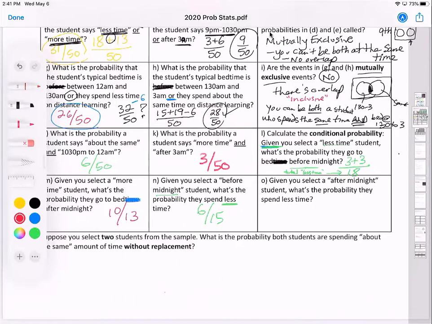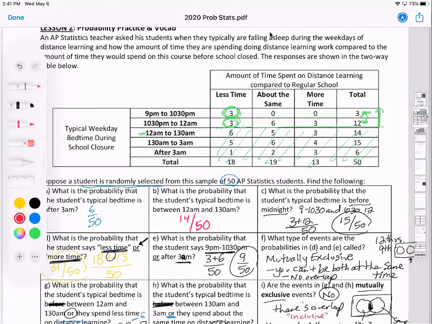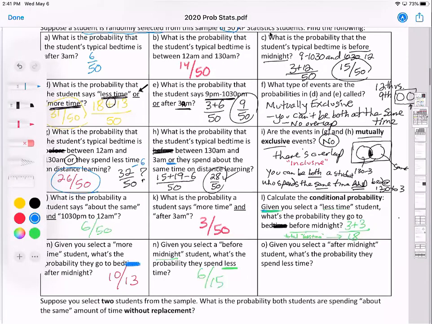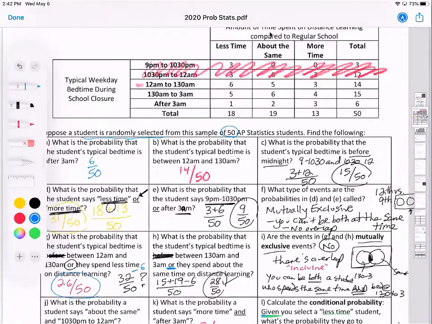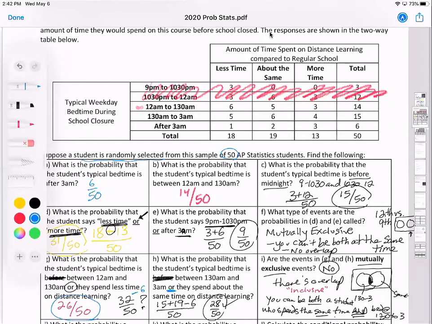And then lastly, given you select an after midnight student. Okay, let me do my erasing here. After midnight, so here's midnight, so we're ignoring all these students. Given that you select an after midnight student, what's the probability they spend less time? So less time would be all these people. Be careful, these totals aren't correct totals anymore because we've thrown out these people and these people, which were contributing to those totals.